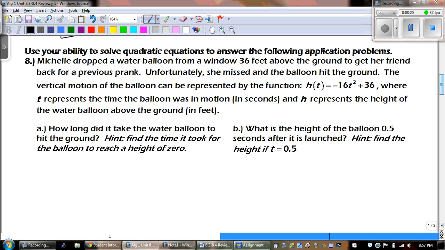All right, number 2, why don't you guys pause the video, read that problem yourself, and then highlight or circle any key information that you see.